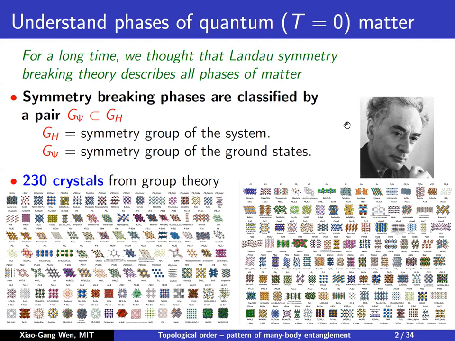Because Landau pointed out that two systems can be in different phases because they may have different symmetry. And the phase transition is a change of symmetry. So according to Landau theory, the phases of matter are classified by a pair. The first one is the symmetry group of the system, of the Hamiltonian. The second one is the symmetry group of the ground state. So the basic insight is that the ground state may have a lower symmetry than the Hamiltonian, and so the ground state group is a subgroup of the Hamiltonian symmetry group. And this pair of group and subgroup really labels all the different symmetry breaking phases. For example, using this group theory, we can classify the 230 crystals in three-dimensional space.